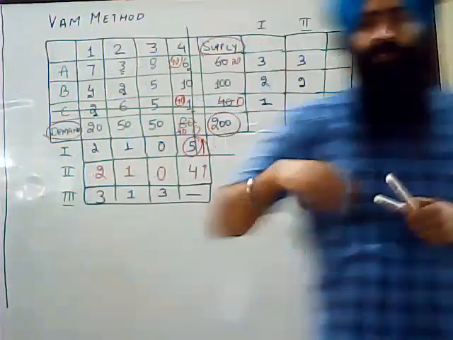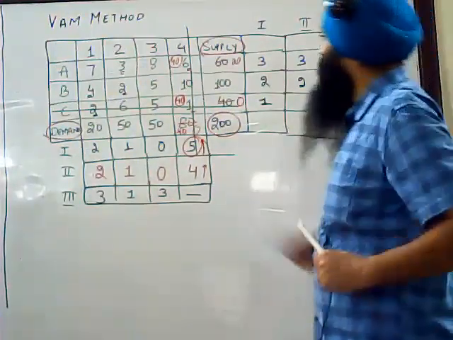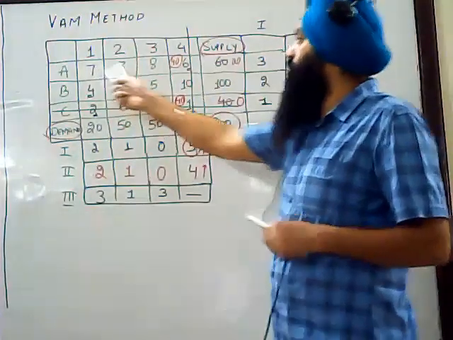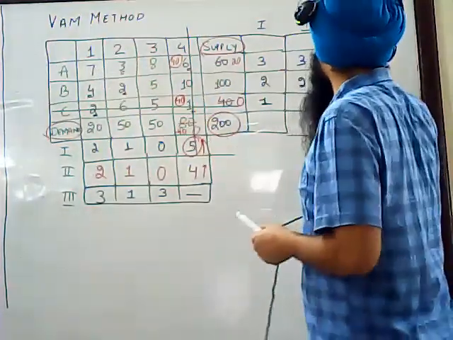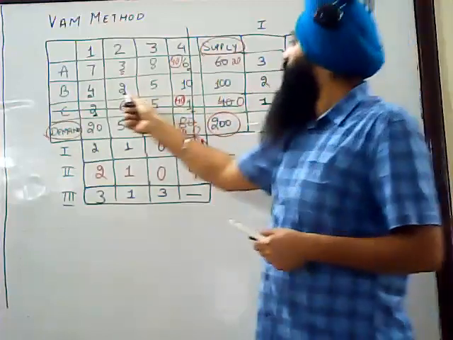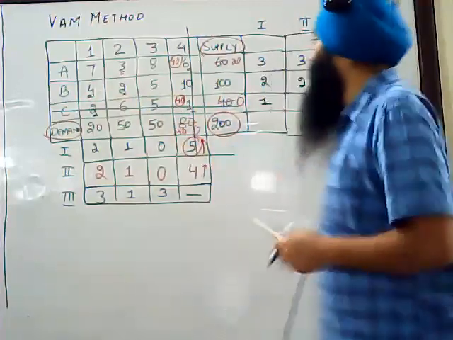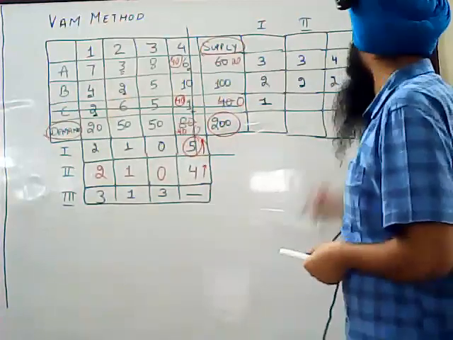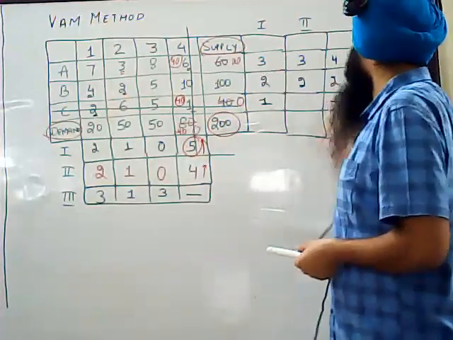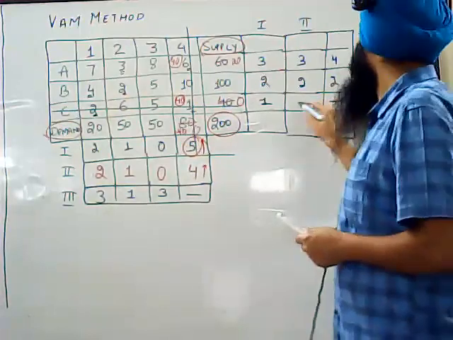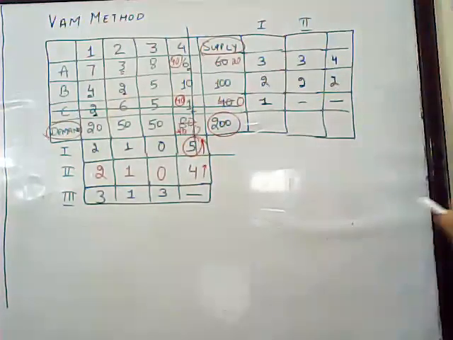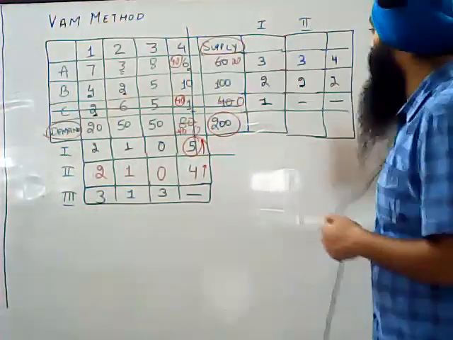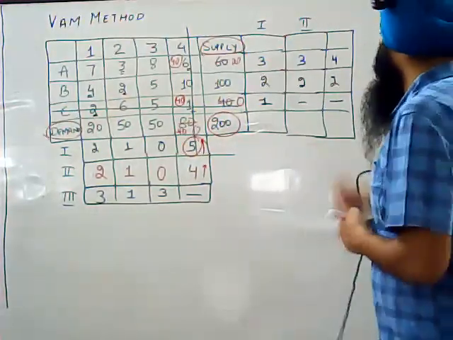similarly, find the penalties from each row. The minimum value is 3 and the next minimum element is 7, so 7 minus 3, the value will be 4. Minimum value is 2, next minimum element is 4, so 4 minus 2, the value will be 2. So this is already allocated. Okay, so the penalties are 3, 1, 3, 2 and 4. The maximum penalty is 4.